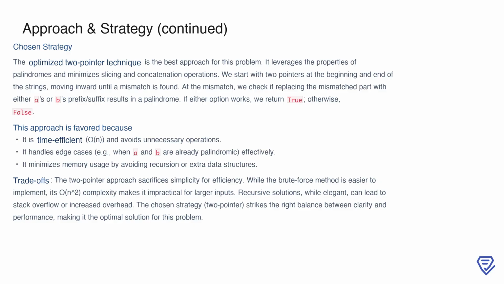This method is not only time efficient, with a complexity of O(n), but it also handles edge cases gracefully, such as when the strings are already palindromic. Furthermore, it minimizes memory usage by avoiding recursion or additional data structures. While the brute force method is simpler to implement and recursive solutions may seem elegant, both fall short in performance. The two-pointer approach strikes an ideal balance between clarity and efficiency, making it the optimal solution for this problem.